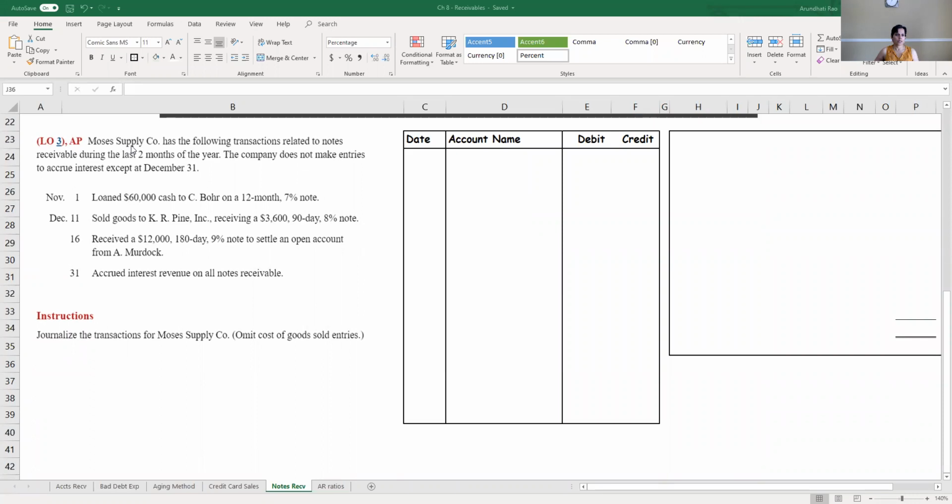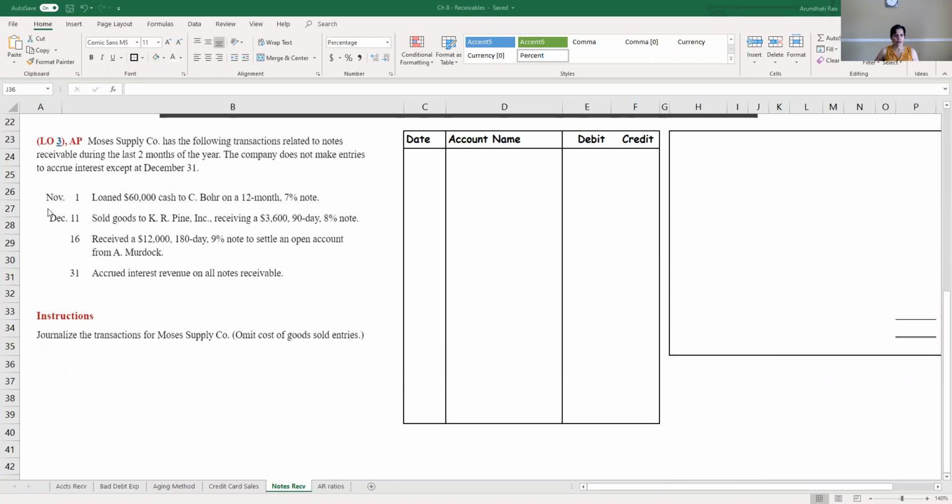So here we have Moses Company that has the following transactions relating to notes receivable during the last 2 months of the year. The company does not make entries to accrue interest except at December 31st. So receivables that they have throughout the year, only at December 31st, they're going to make the entry for the interest accrual, not at the end of each month or quarter, but just at the end of the year.